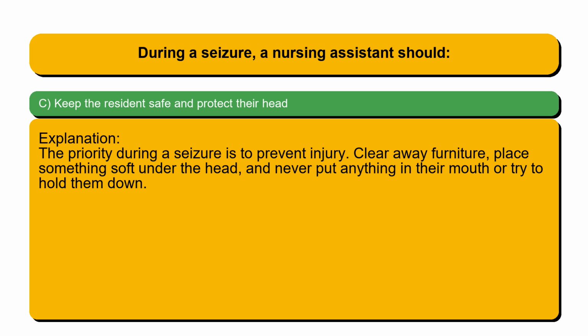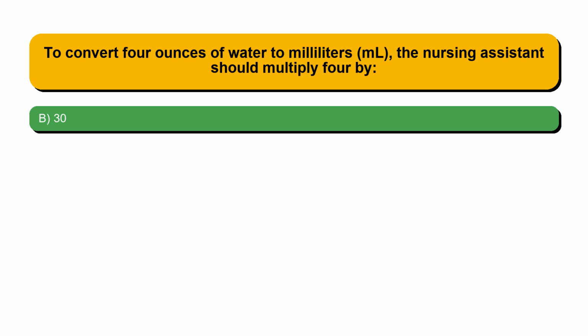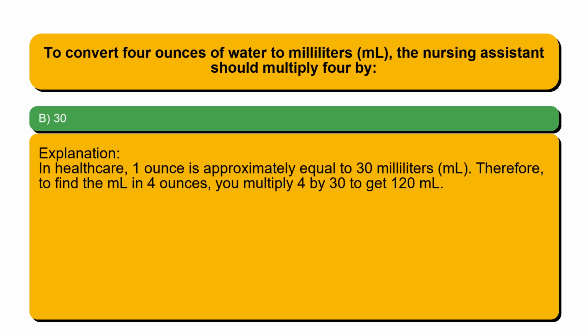Question 79. To convert 4 ounces of water to milliliters, ml, the nursing assistant should multiply 4 by: Option A, 10. Option B, 30. Option C, 50. Option D, 100. The correct answer is option B, 30. In healthcare, 1 ounce is approximately equal to 30 milliliters, ml. Therefore, to find the ml in 4 ounces, you multiply 4 by 30 to get 120 ml.